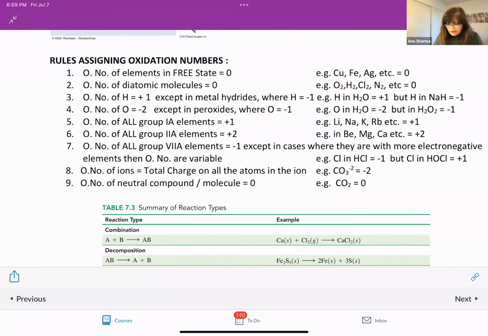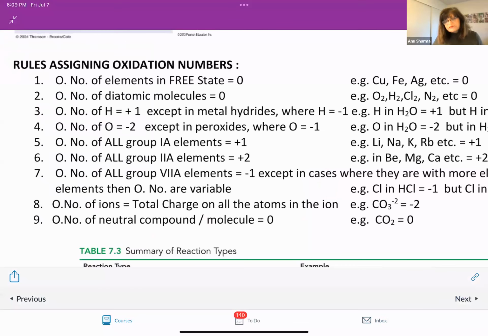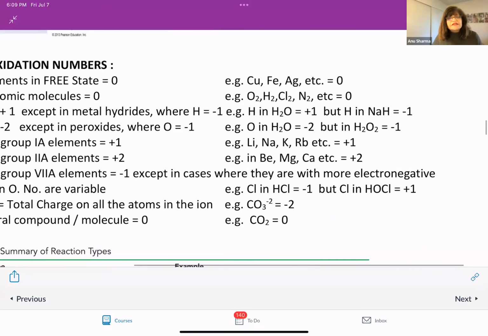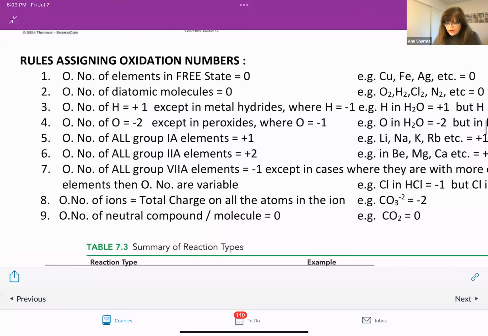So free state means an uncombined state, oxidation number 0, which means that the electrons are not moving. The electrons are still with that particular atom. So for example, copper, iron, silver, in the free state, the oxidation number is 0. So typically oxidation numbers are similar to the charges, right? But something else is also there.